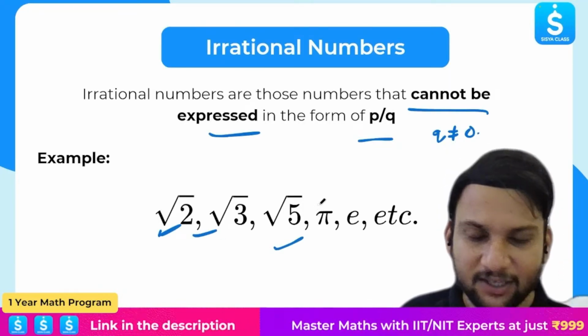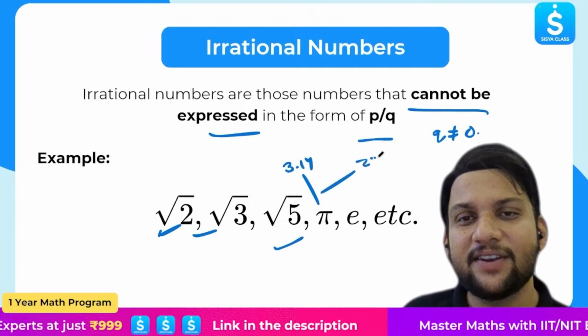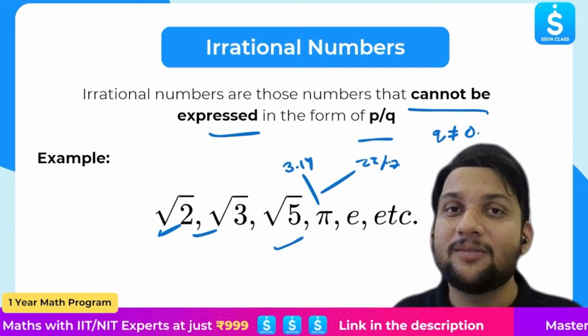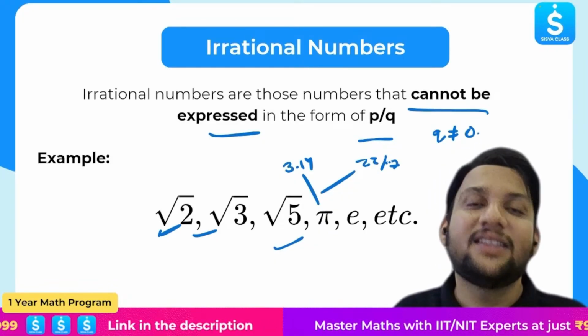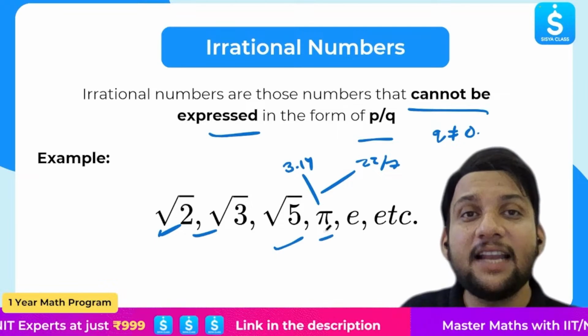Dear students, here's a question. What is the value of pi? 3.14 or 22 by 7? Now you must be thinking, what are you asking, sir? Both are the value. No, no, no. Both are not the value. These are not values. These are approximate values of pi. Pi is an irrational number.